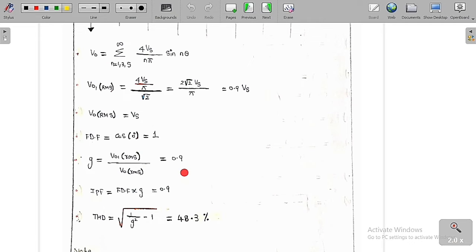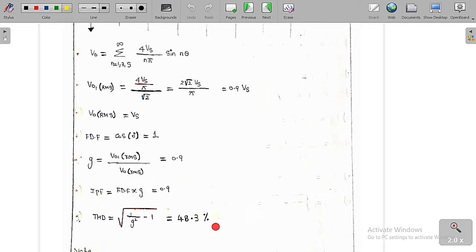The same value we have got for the single phase half bridge voltage source inverter also. Whether it is a single phase half bridge voltage source inverter or a single phase full bridge voltage source inverter, the distortion factor is independent of the peak value, so it is again 0.9. Whereas the input power factor is the product of the fundamental displacement factor and the distortion factor. As the G value is 0.9 and the fundamental displacement factor is 1, you are going to get 0.9. Whereas THD is equal to square root of 1 by G whole square minus 1. Substituting the value of G and simplifying, we are going to get 48.3%.